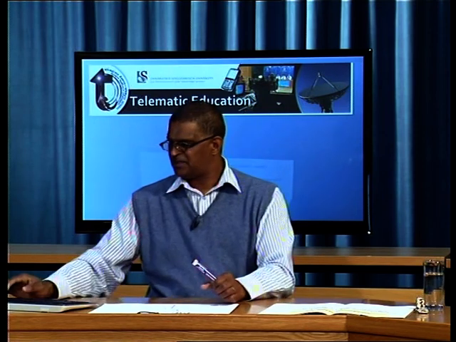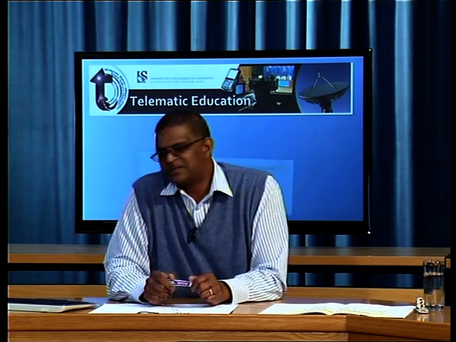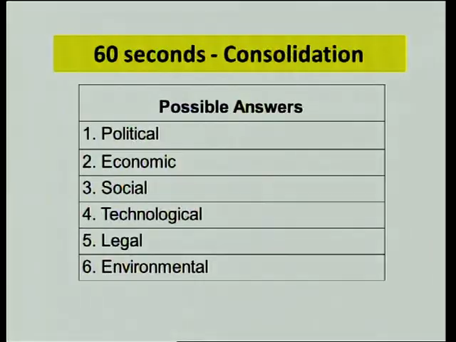Now that we know these challenges, we've got to develop strategies. But before we do that, let's take a 60 seconds break and consolidate what we did. We spoke about the components of the macro environment. I wonder if you could kindly make a note of it. Just write it down quickly. Write down the first one, political. The second one, economic. The third one, social. The fourth one, technological. The fifth one, legal. And then the sixth one, the environment.